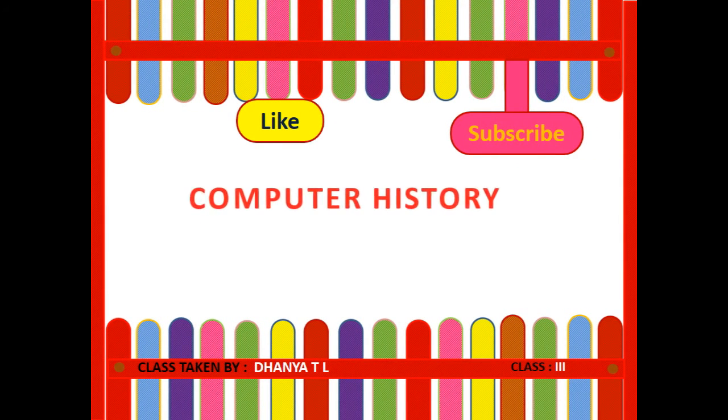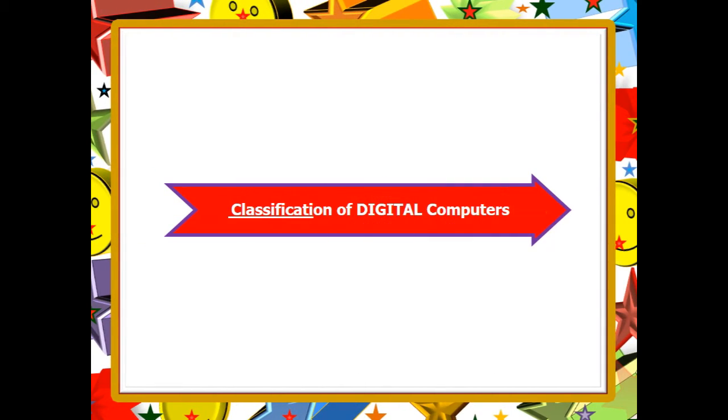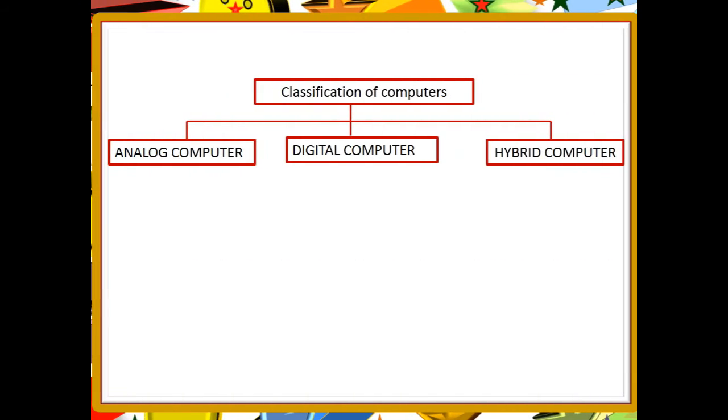Computer history. Classification of computers. Classification of digital computers. In the previous class, we have learned that depending upon the hardware and the way the data can be handled, the computers are mainly classified into three types: analog computers, digital computers, and hybrid computers. So, in this lesson, we are going to learn about the classification of digital computers.